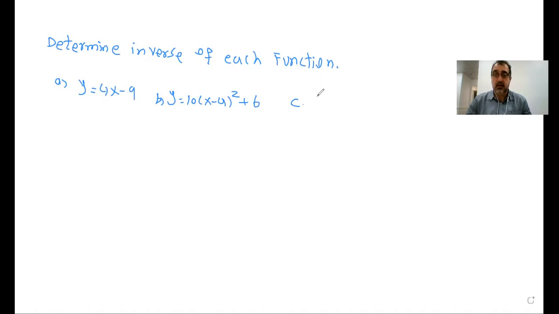C, again, we have y equals 3(x minus 10) squared minus 4. Please work on these 3 questions. If you have any question or any concern, just let me know. I'm going to stay with you another 10 minutes.